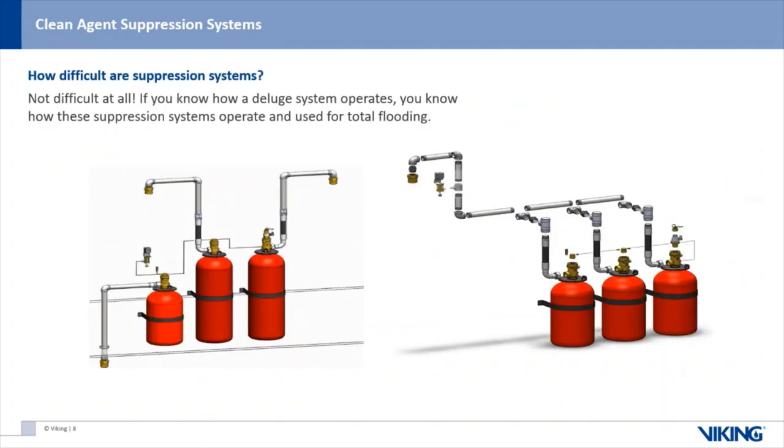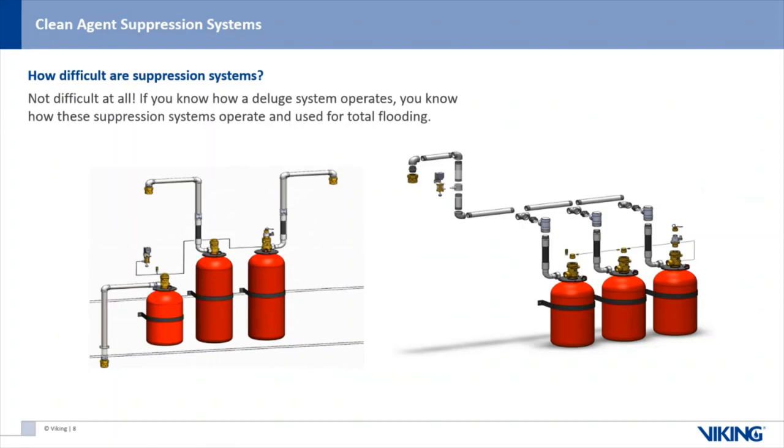A lot of people want to know how difficult the clean agent systems are. And if you know how a deluge system operates, you use it for total flooding. You do the same thing with clean agent. So if you have a deluge system, dry valve, dry pipe system, and you have an inlet and an outlet on the valve and a priming chamber, the clean agent system is relatively the same thing.